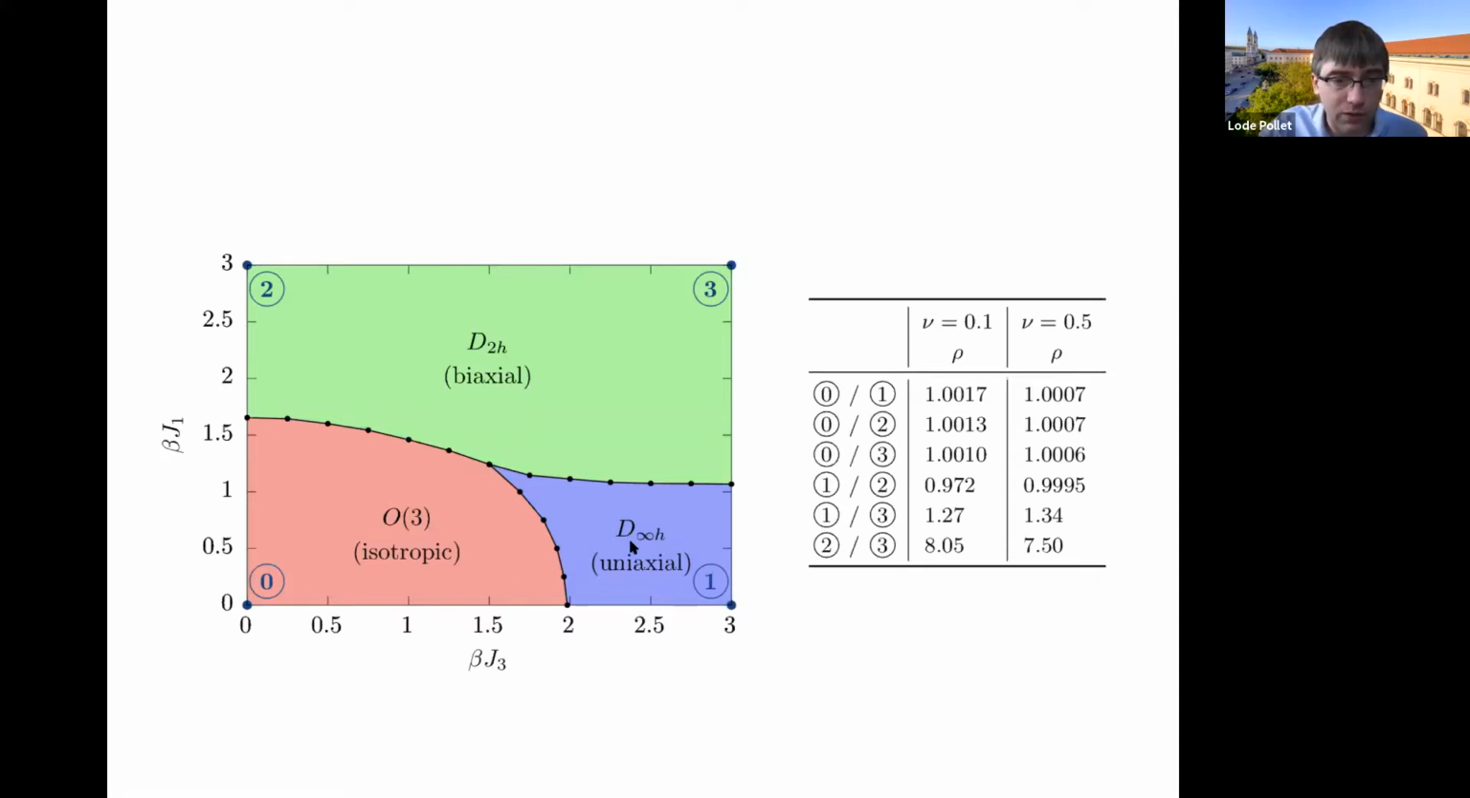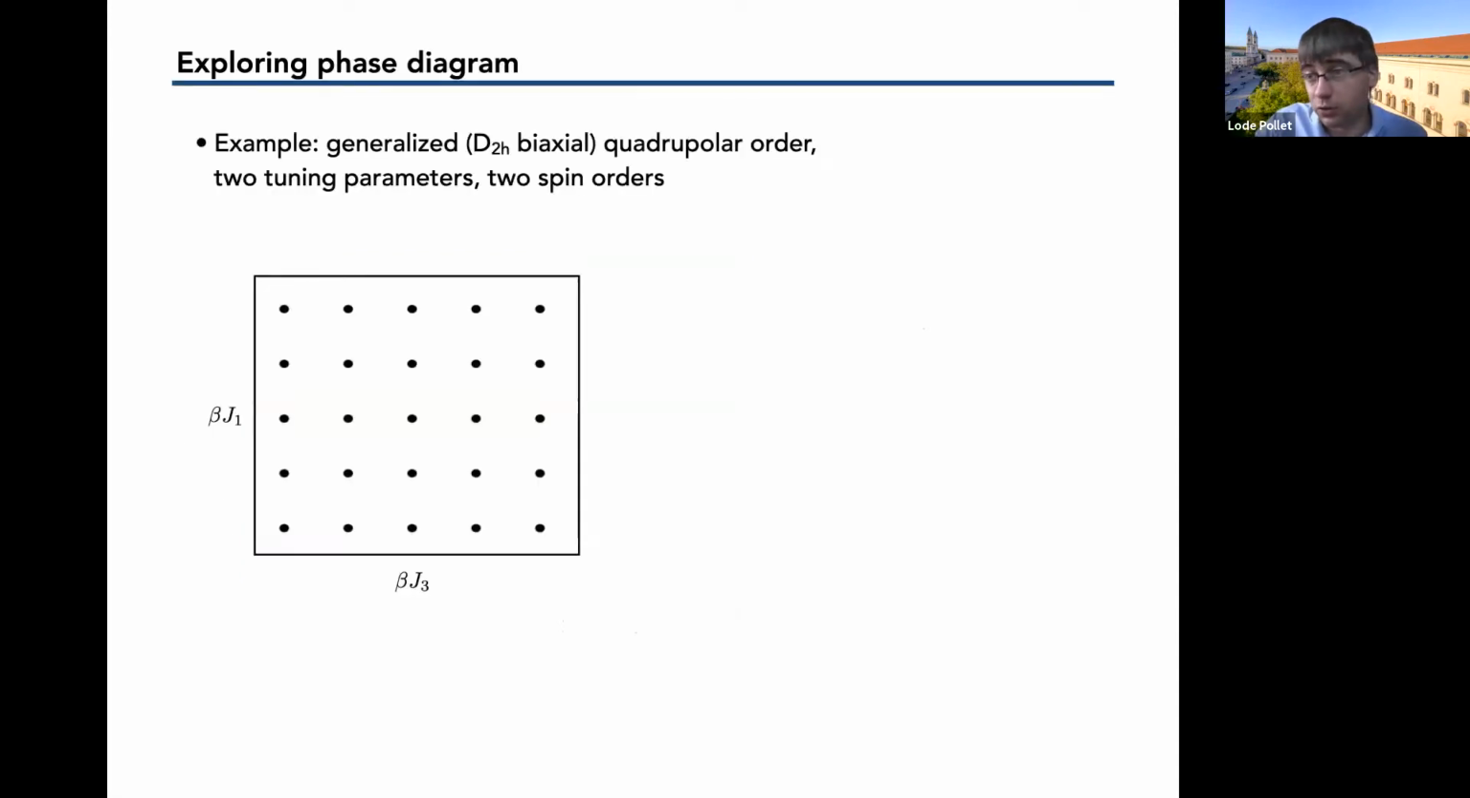Between 1 and 2, there is also a phase transition. Between 1 and 3 as well, but the value is 1.27. Between 2 and 3, it's obviously not 1, it's 8. And you would conclude that 2 and 3 are in the same phase. So based on the values of rho, you could then do the following.